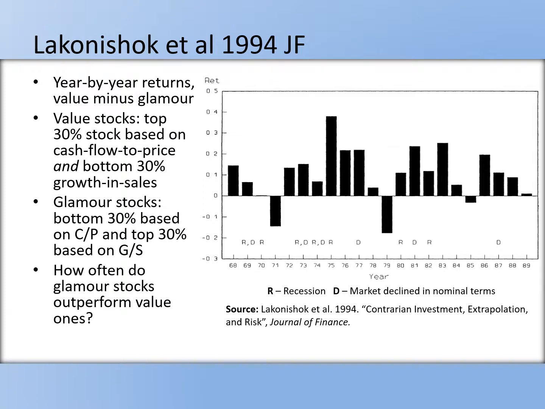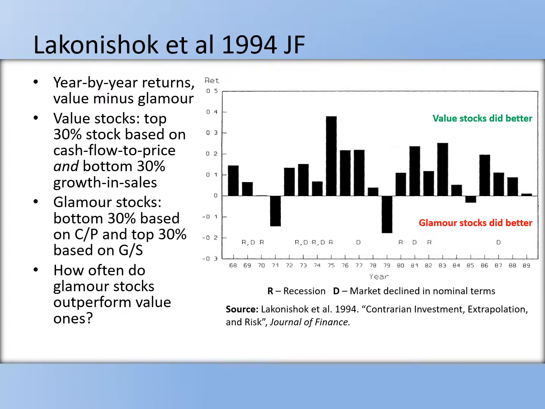So what do they want to see? They want to see how often glamour stocks outperform value stocks, right? Fast-growing, cash-strapped firms versus slow-growing, cash-generating firms. Which one does better? The diagram is very simple. Zero means the two are equal. If you are towards the top, you have value stocks doing better. Towards the bottom, glamour stocks did better.